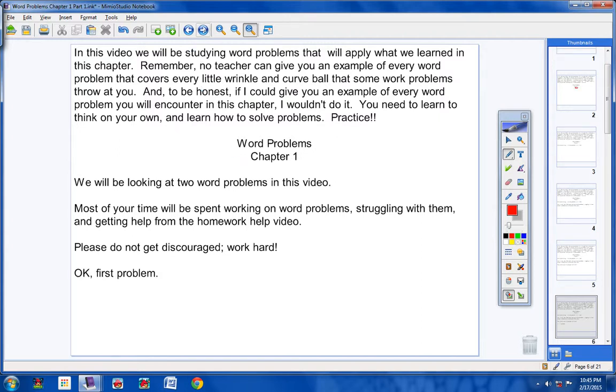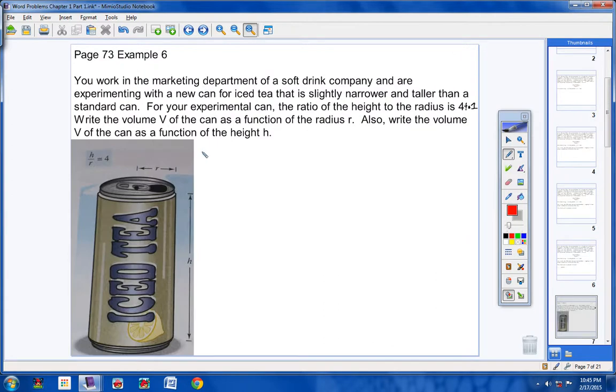Okay, here we go. First problem. If you want to make note, I would make note in your notes that we're on page 73, example 6. That way you don't have to copy down this entire word problem here, okay? So in your notes, I would put page 73, example 6, and then personally, I would turn there in your book, but you don't have to if you don't want to, okay?